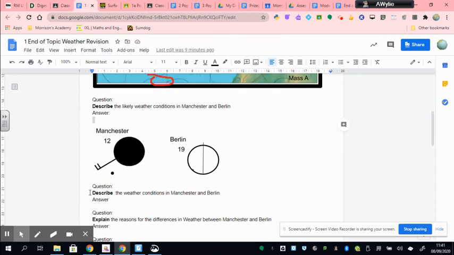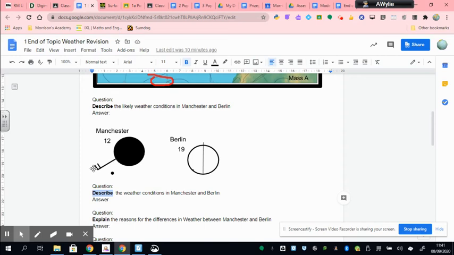Describing is the key here. You're not being asked to give reasons. So Manchester has 8 oktas of cloud cover because it's a fully circle colored in black. That means the entire sky is covered with cloud. There is rain. That's why we've got the single dot. We have a southwesterly wind.